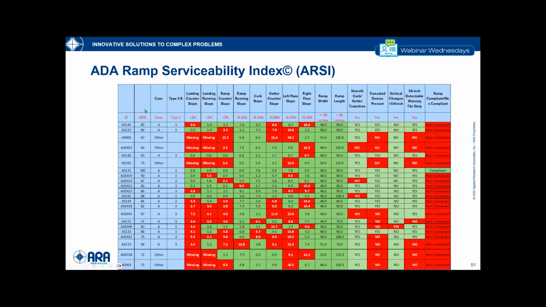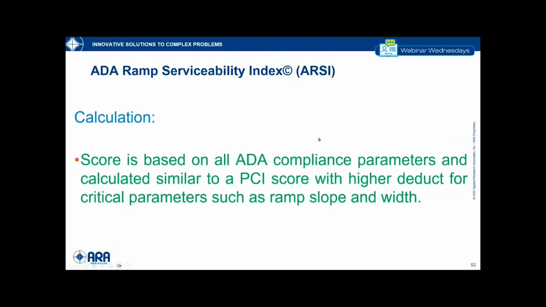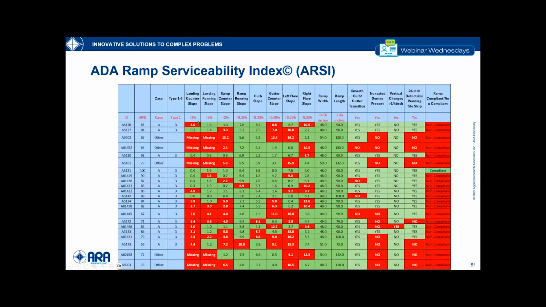We essentially are using a similar deduct to a PCI score with a higher deduct for critical parameters. Just like potholes for a PCI destroy the PCI, well, ramp slope and ramp width are the two critical parameters and have the highest deduct if those are not met. And it's a graduated deduction. So a counter slope at 3% is not as bad as a counter slope at 5%, for example. So we have a weighted deduct based on how bad those values are.